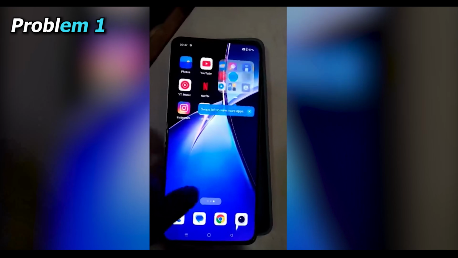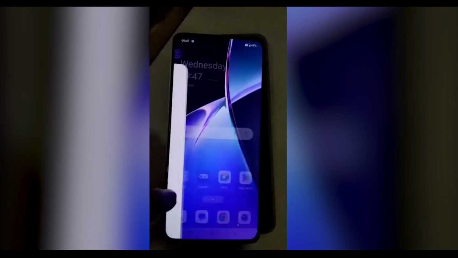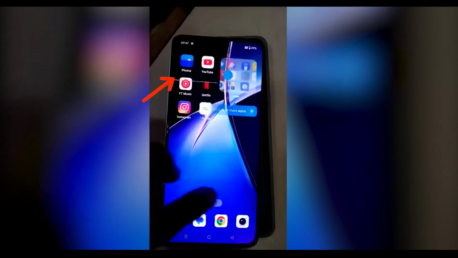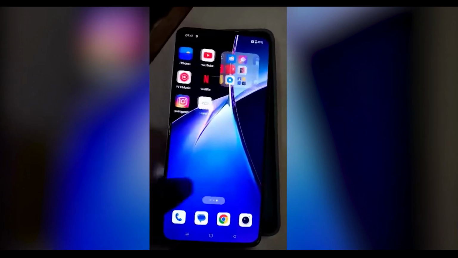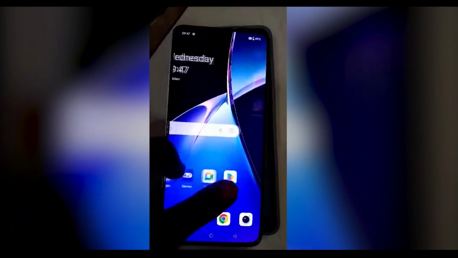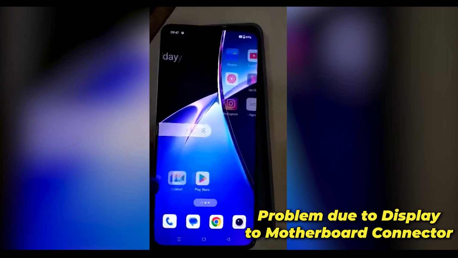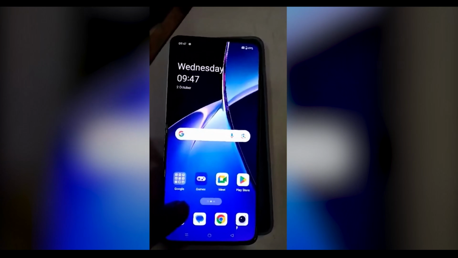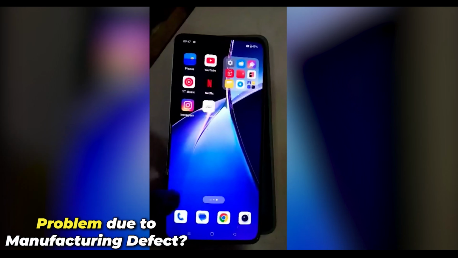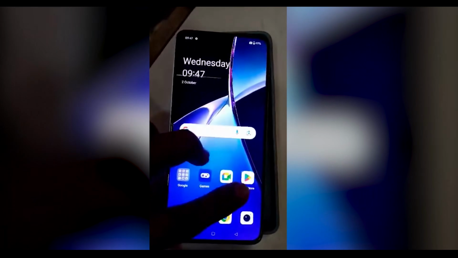The first problem that I'm going to talk about is a line flicker issue that many people are facing on OnePlus Nord CE4. As you can see, there is a line-like formation whenever the screen is changed. As per my observation, this could happen because of any problem with the ribbon connector of the display that connects the display to the motherboard. So the best solution is going to a service center and asking them to check the phone and see whether there is any connection problem between the display and the motherboard.